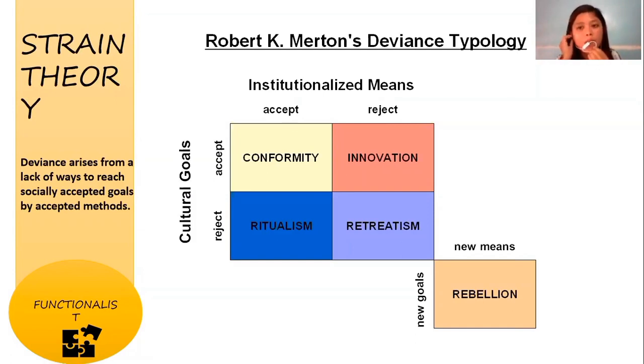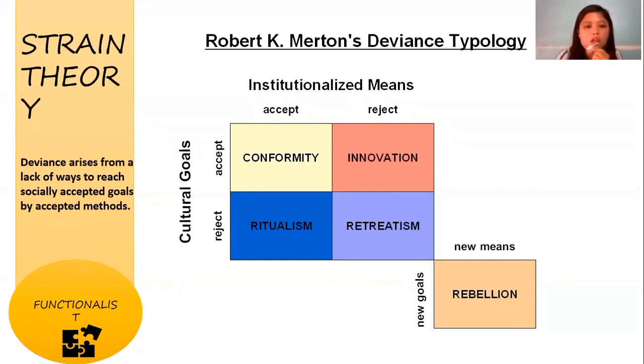Therefore, a person or people tend to deviate or engage in deviant behavior when there is a lack of institutionalized means in achieving the set cultural goals. In response to strain, people tend to adapt, and Merton proposed the five modes of adaptation. We have here conformity, innovation, ritualism, retreatism, and rebellion.